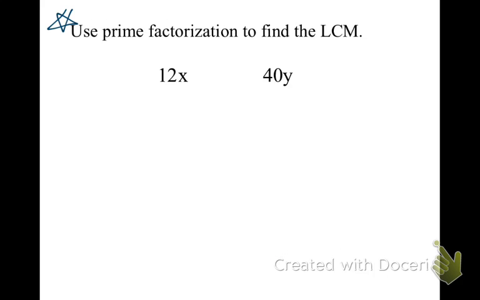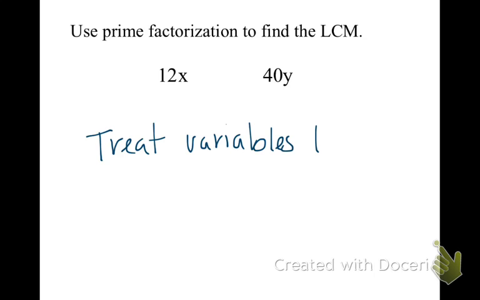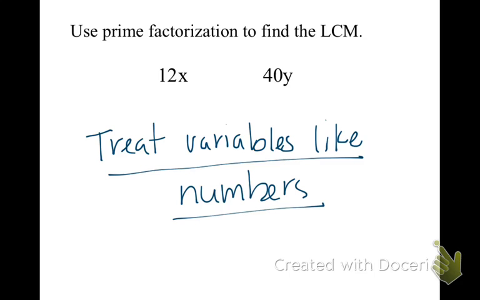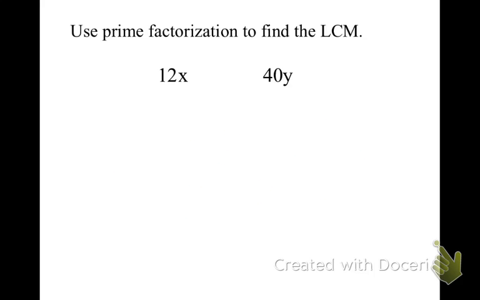Now, going to write your directions one more time, and we're going to be dealing with a variable. Remember, I want you to treat variables like numbers. Don't be scared of them. Treat variables like numbers. Okay, so with 12x. First, I always break it apart. I get 12, whoops, that's supposed to be 2, and I get x. X is a prime, so I'm just going to circle it. Just can't simplify that any farther.